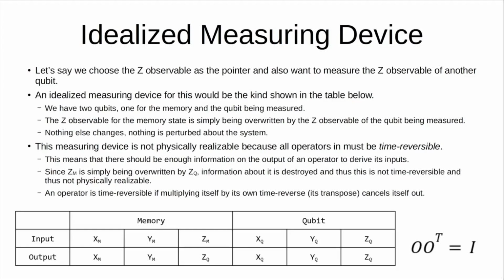Now, why isn't this idealized measuring device physically realizable? Well, because there's not enough information on the output to derive the input. Because if you notice that the value of ZM, which is the pointer, is simply being overwritten by ZQ. So the information about the original ZM is destroyed. There's no way you can look at the output and derive what the original ZM value was. So we can't actually define an operator that describes such an idealized measuring device.